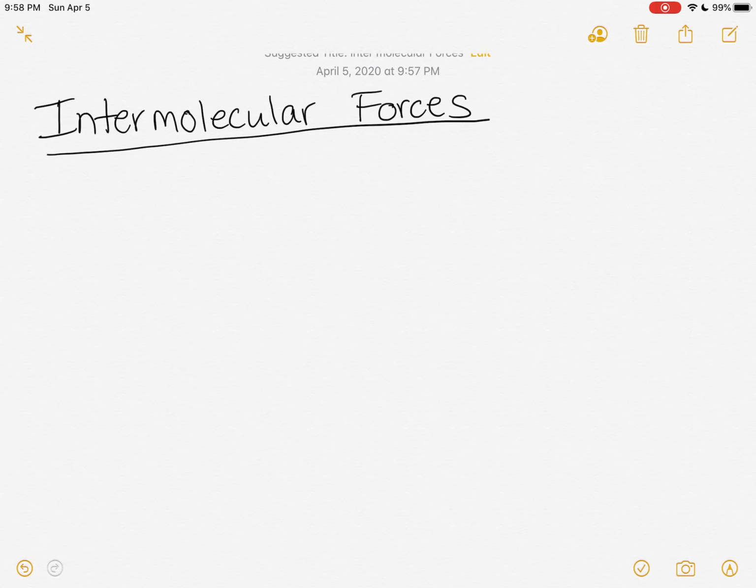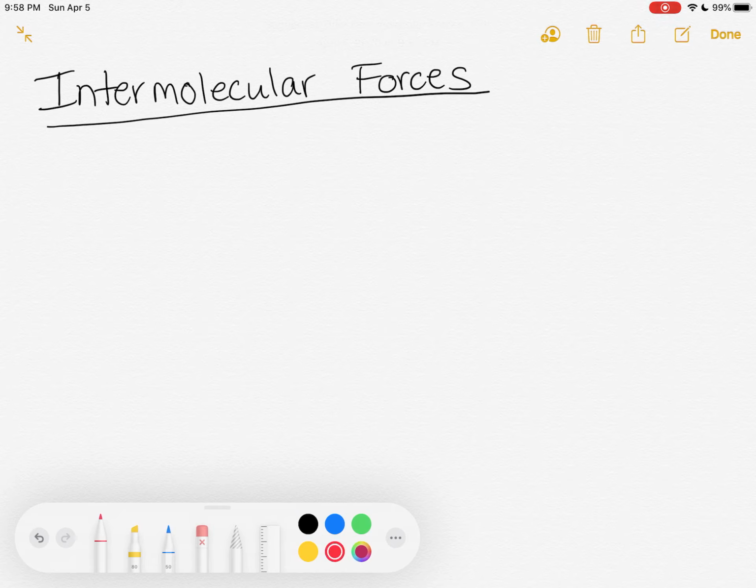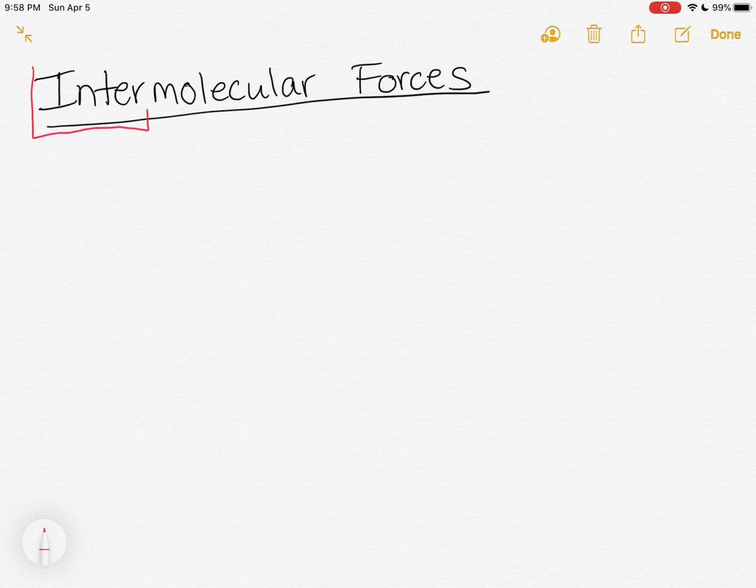So this video lesson is about intermolecular forces. When we're looking at intermolecular forces, the first thing that we want to do is to figure out what intermolecular forces actually means. The most important part of the word is the inter. So inter actually means between. So intermolecular forces actually mean forces that are happening between molecules.